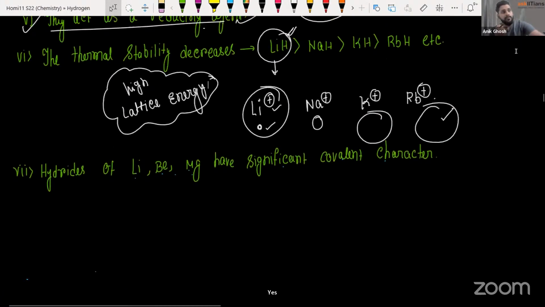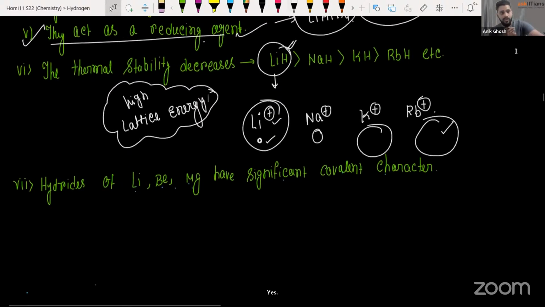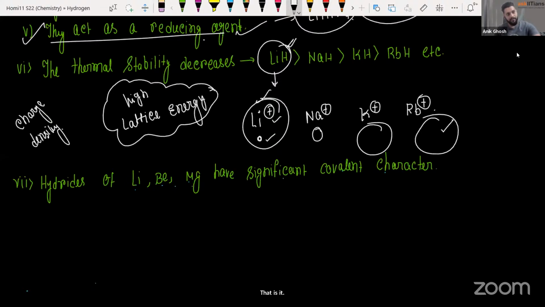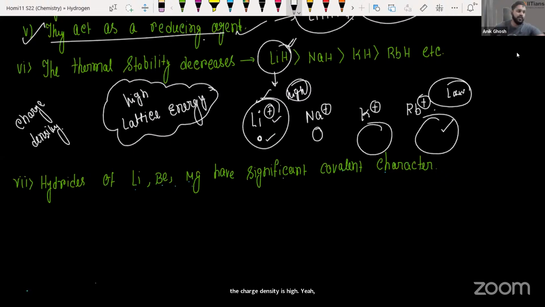Now, guys, let's come to the next point. The answer to this question is going to be high lattice enthalpy. Okay, guys, high lattice enthalpy of LiH and low lattice enthalpy of RbH. The reason is charge density. You can also use this terminology, guys. The charge density is high in lithium. Here the charge density is high. In this way also you can explain this thing.